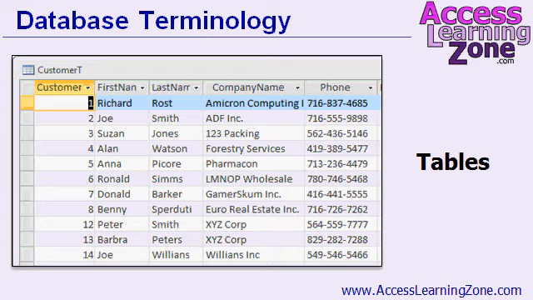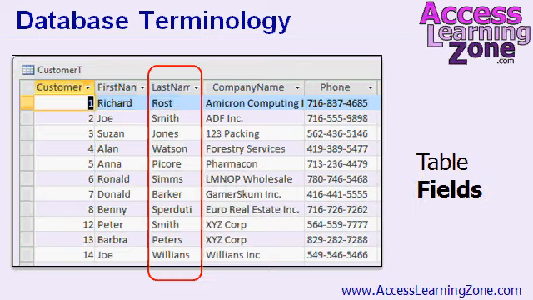All data in your Access database is stored in one or more tables. You can think of a table like a single Microsoft Excel spreadsheet. However, tables give you much more control over the types of data that can be input into them. For example, here you can see part of a customer table.